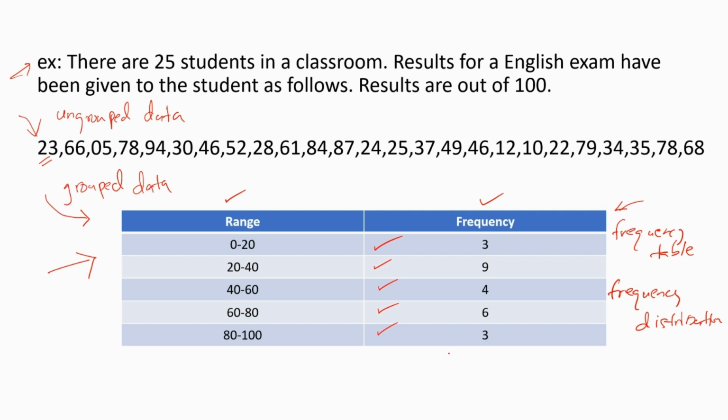There is another important characteristic you need to know about the frequency table or the frequency distribution, which is that all the frequency values should add up to the total frequency, which is the summation. In this example, there are 25 students. So the summation of each individual frequency should be equal to 25. Let's calculate and see. 3 plus 9, 12, 16, 22, 25. This is correct because there are 25 students in the classroom.